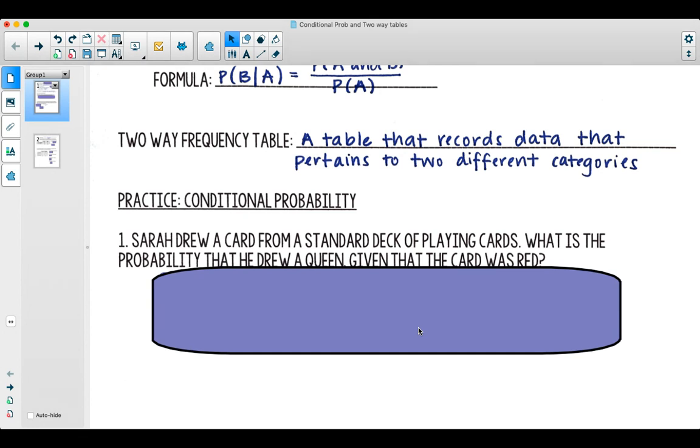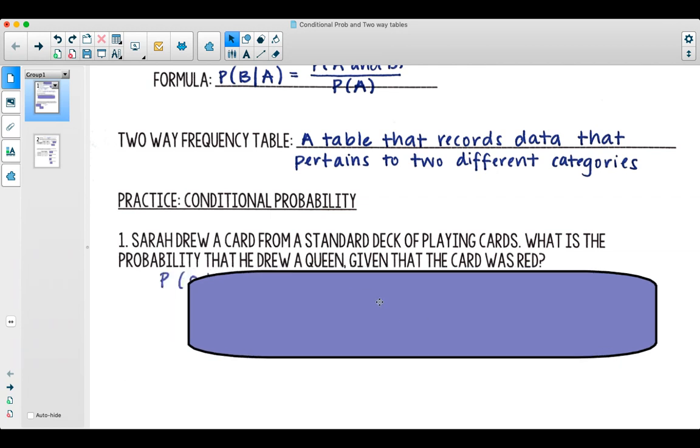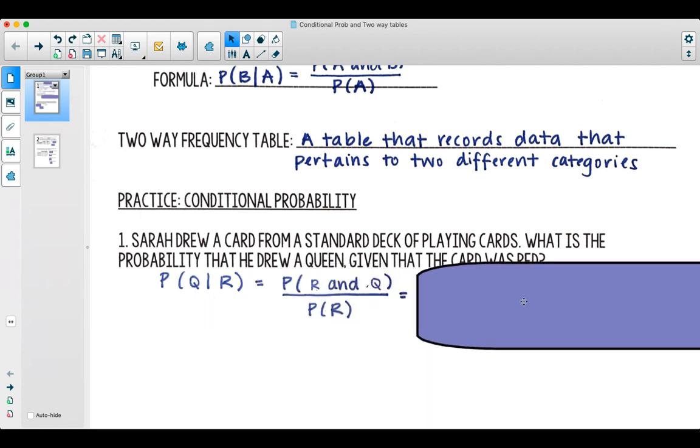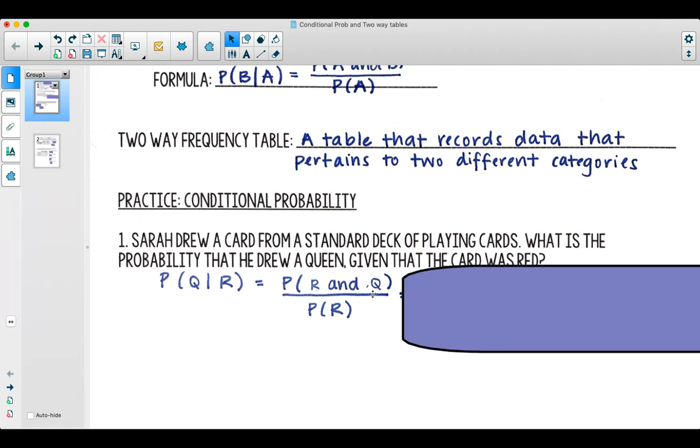So in our first example, Sarah drew a card from a standard deck of playing cards. What is the probability that she drew a queen, given that the card was red? So the first thing that we want to say is that we want to know the probability of drawing a queen, given that it was red. Exactly what it said in here, that's what I put here. So we're looking at the probability of it being red and a queen over the probability of being red.